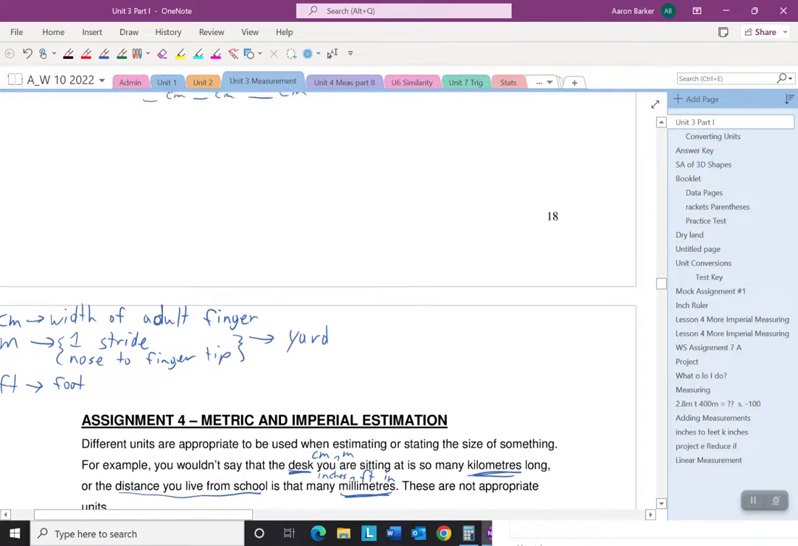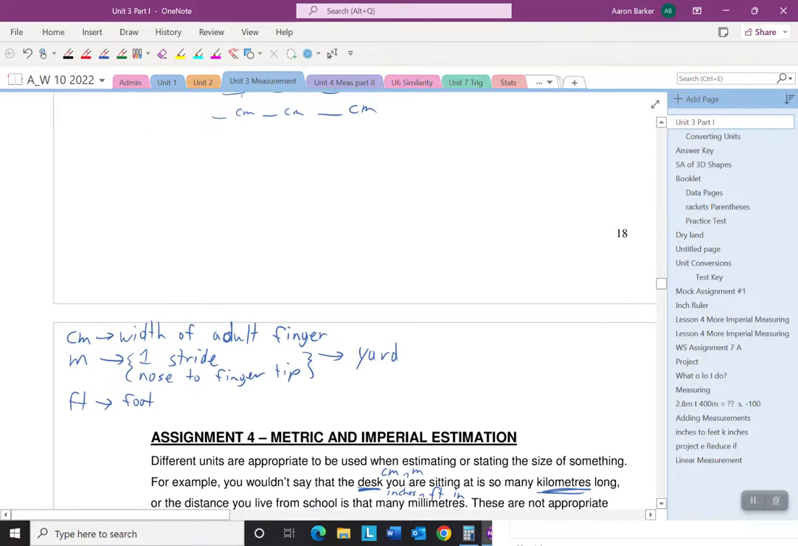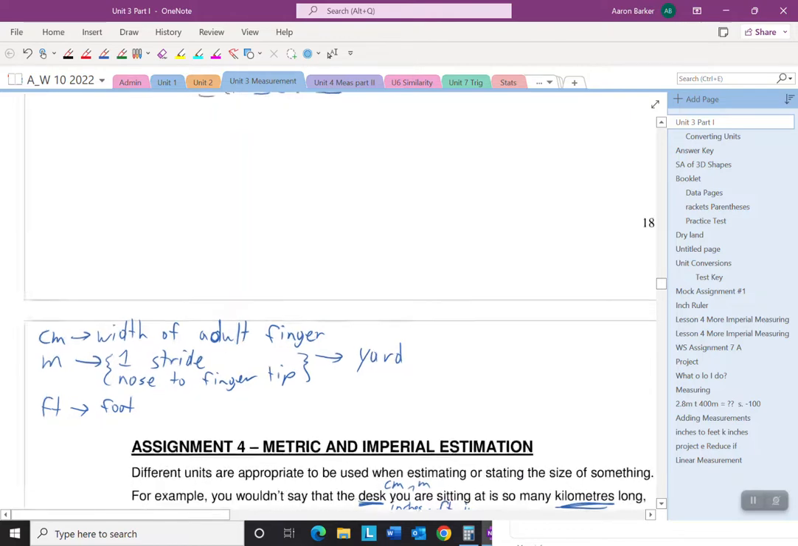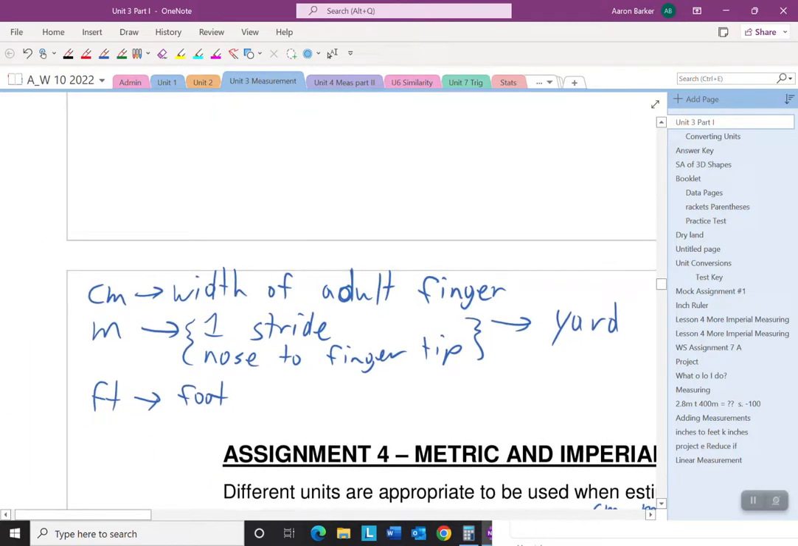All right. I also want you to do assignment number 4. So estimation of different sizes. Now, to help you out with your estimation skills, there's some classic ones. So let's write these down, please. Centimeters: the size of a centimeter is the width of an adult finger. So today we're going to pretend that you're an adult. Use your finger for estimation skills.